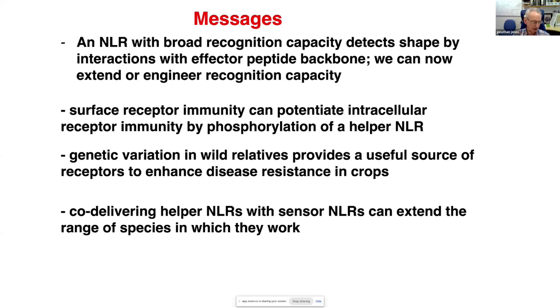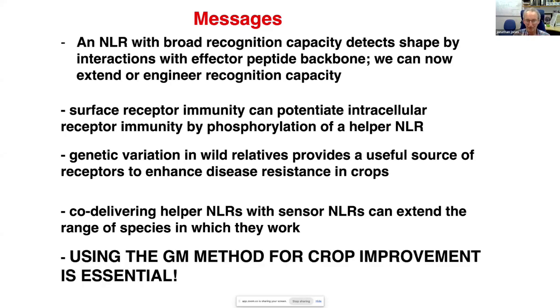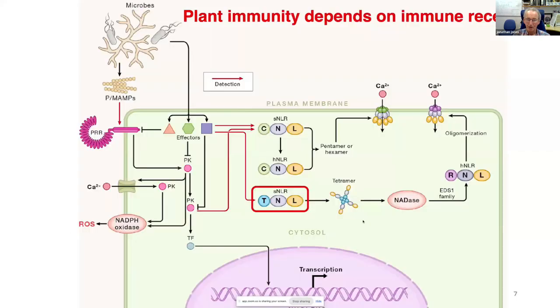And I'm going to tell you a story that's currently in press in Cell on how co-delivery of helper NLRs with sensor NLRs can extend the range of species in which they work. And also, running through this, is that we need to be able to use safe and useful methods for crop improvement without excessive regulatory barriers. Right, so here's that slide again.